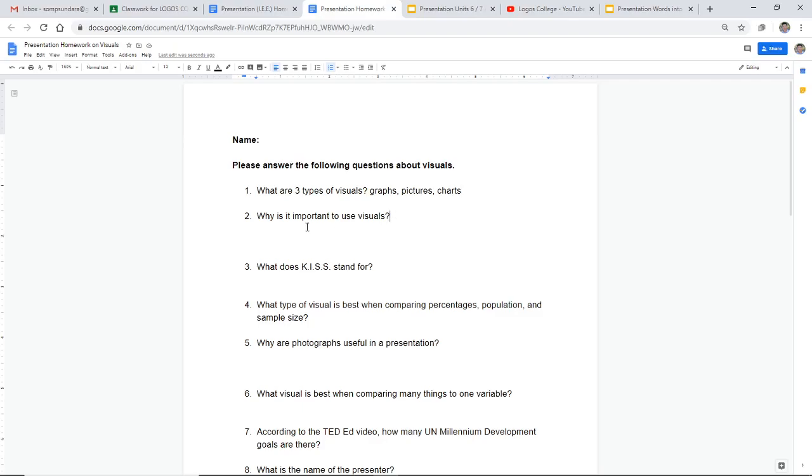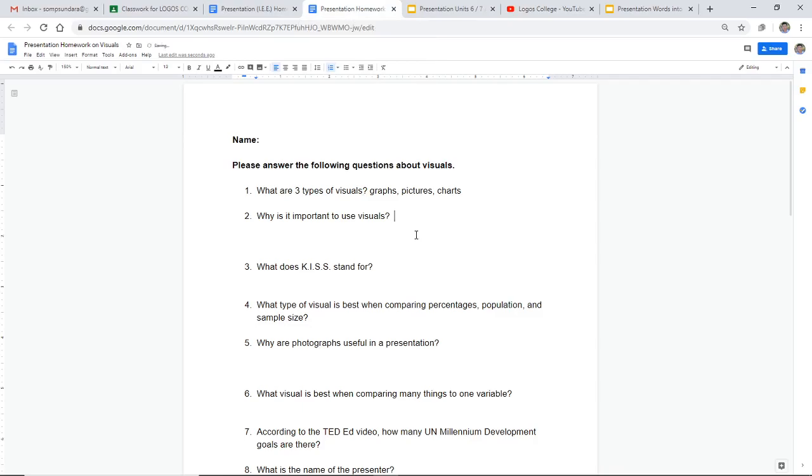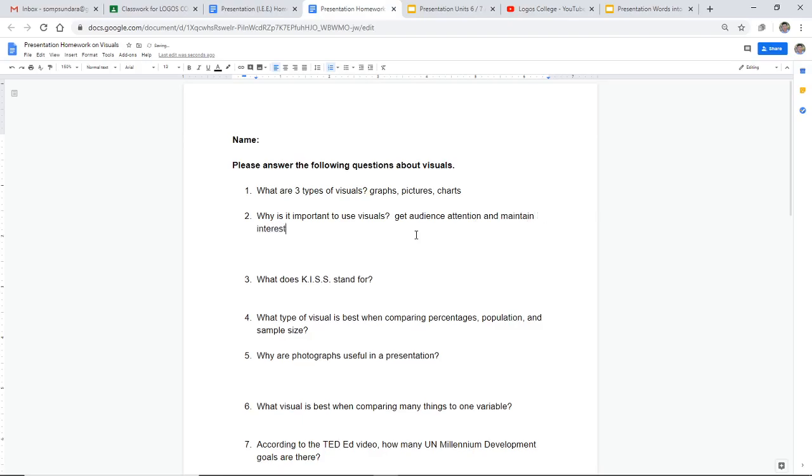Number 2, why is it important to use visuals? Here it is. You get the audience attention, right? You maintain the audience interest, and it helps convey our message. So that was the answer I was looking for right there. All right. Get audience attention and maintain interest. Okay. So if you had anything along those lines, I gave you the 1 point, the full credit for that.